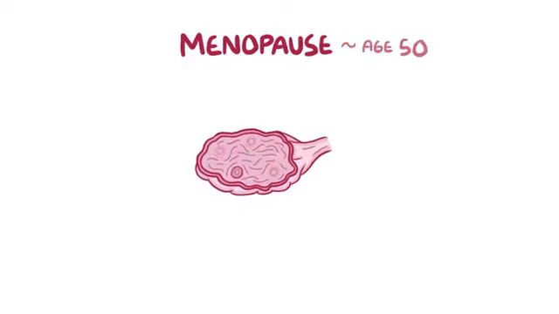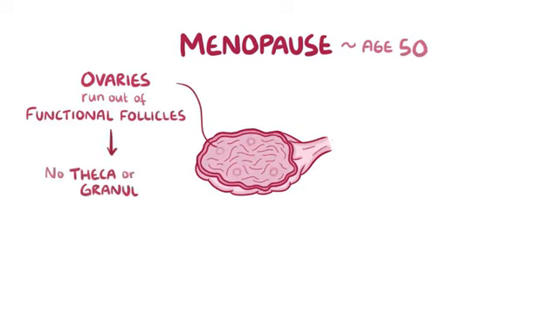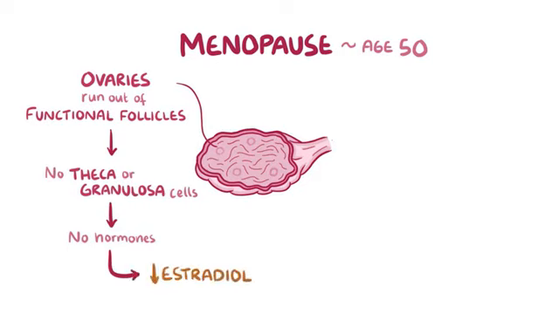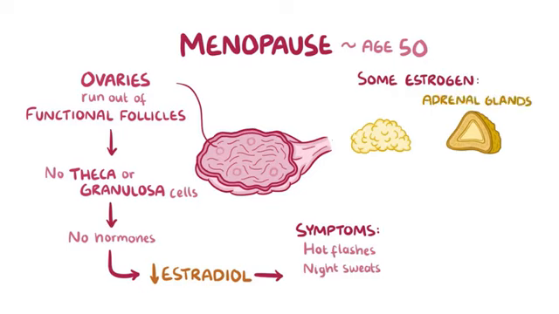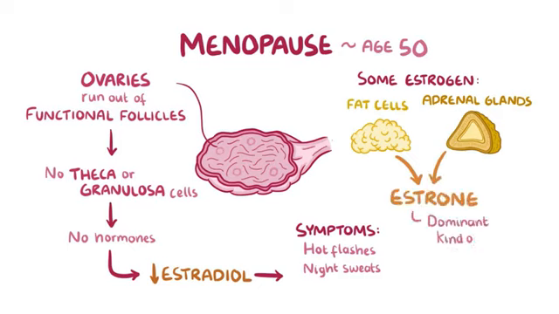Another plot twist occurs during menopause, which usually happens around age 50. At that point, the ovaries run out of functional ovarian follicles, so there's no theca or granulosa cells to produce any more hormones. This leads to a decrease in estradiol levels, accounting for many of the symptoms preceding menopause, like hot flashes and night sweats. But some estrogen is still being synthesized by the adrenal glands and the fat cells in the menopausal woman's body. However, these tissues produce estrone, so after menopause, estrone is a dominant kind of estrogen.